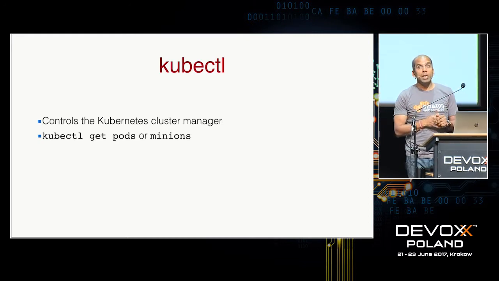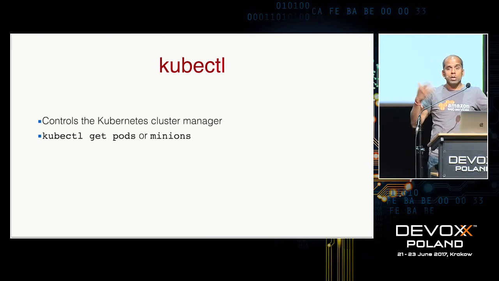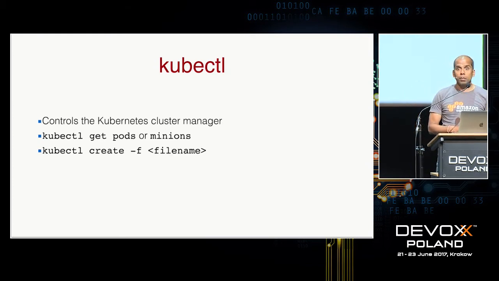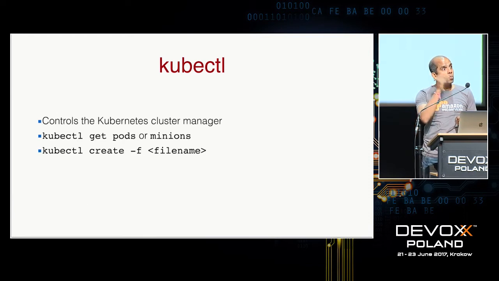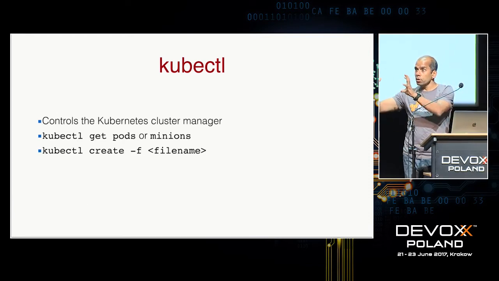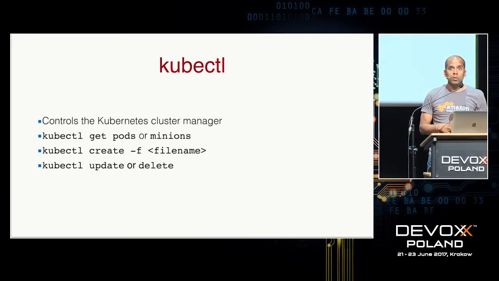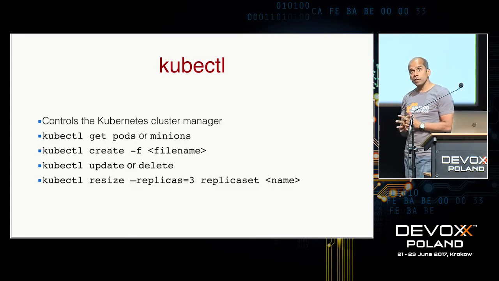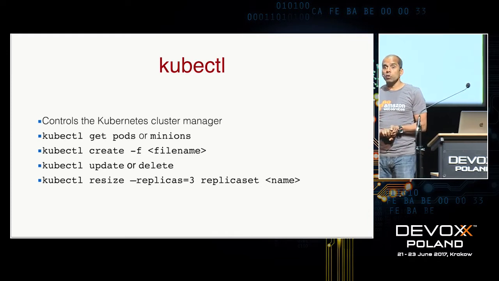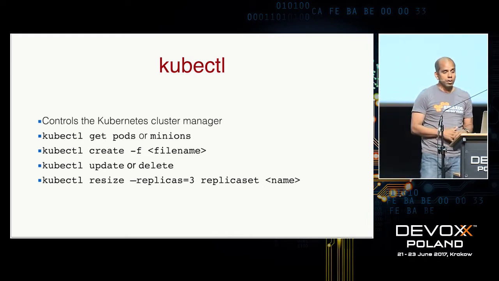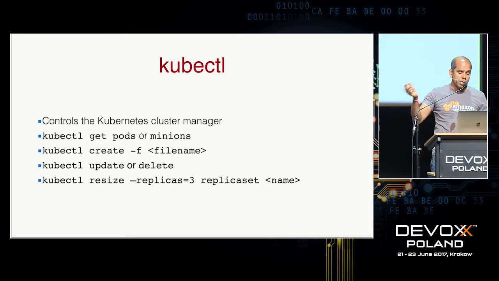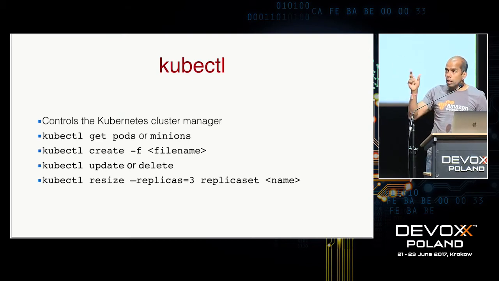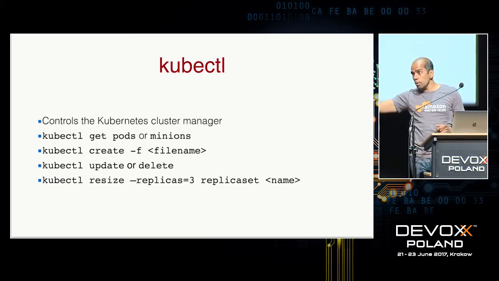That terminology used to be minions earlier. So you can say, show me the nodes that are running in there. You can create any resource. So you can say kubectl create -f and the resource configuration file. You can update or delete any resource. Now, let's say a replica set is one of the resources that you have created, and you want to change the number of replicas for that resource. Then you can easily say resize --replicas, how many replicas, and replica set, and then the replica set name.